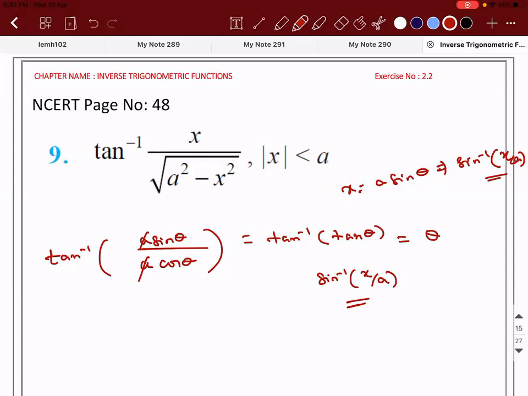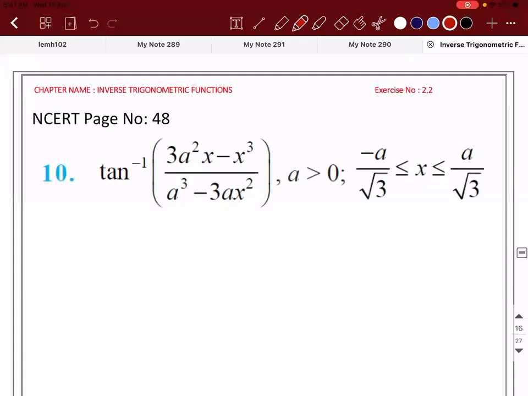Try the next one. It is looking at the format of tan 3 theta, but the a square and a cube are a little confusing. So what are you supposed to substitute here? We put x is equal to a tan theta, because a cube is the highest power. The formula of tan 3 theta is 3 tan theta minus tan cube theta over 1 minus 3 tan square theta. So you need to substitute a tan theta. The logic is x is equal to a tan theta, which implies theta is tan inverse of x by a.